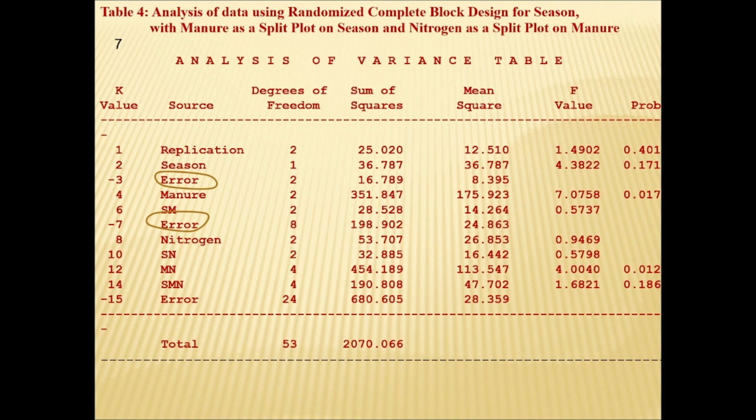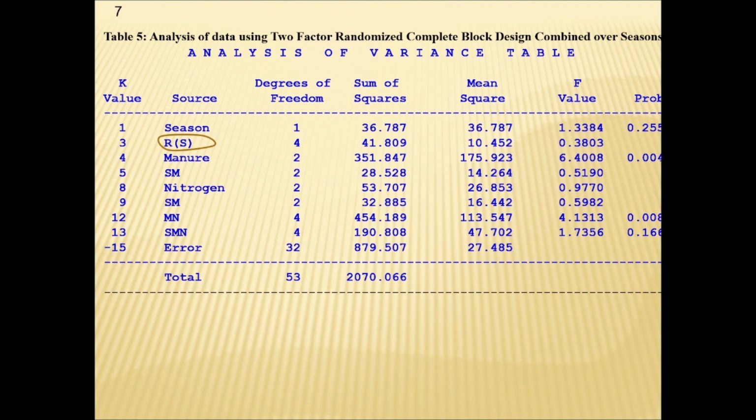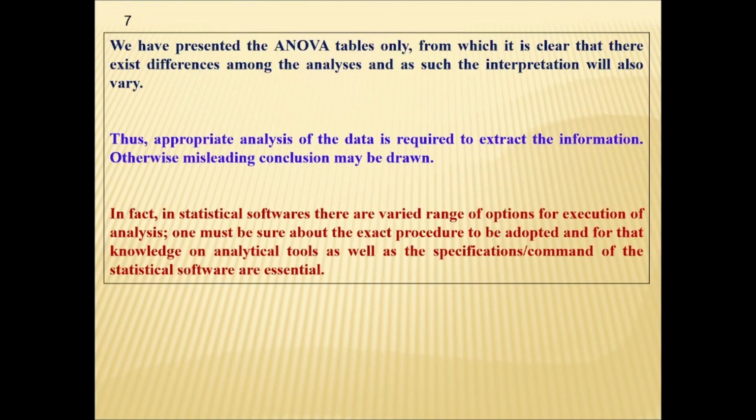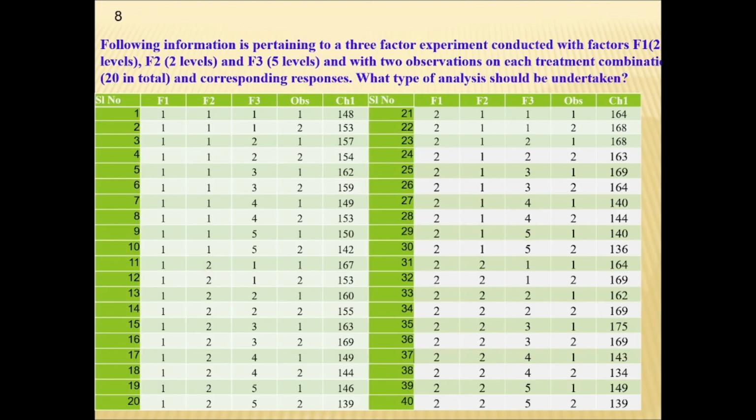So the analysis of variance structure is changing. Without having proper knowledge about the experiment you have conducted, you can end up analyzing your data in different ways, and these differ in the analysis output. That is what I am trying to show you. Next. Same thing. So these are the types where you can use the analysis of variance.